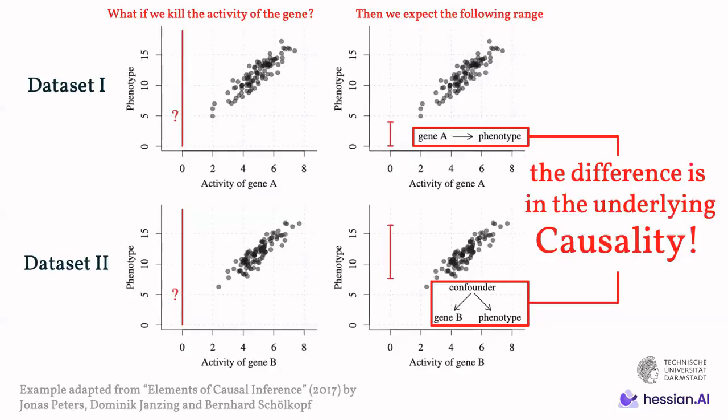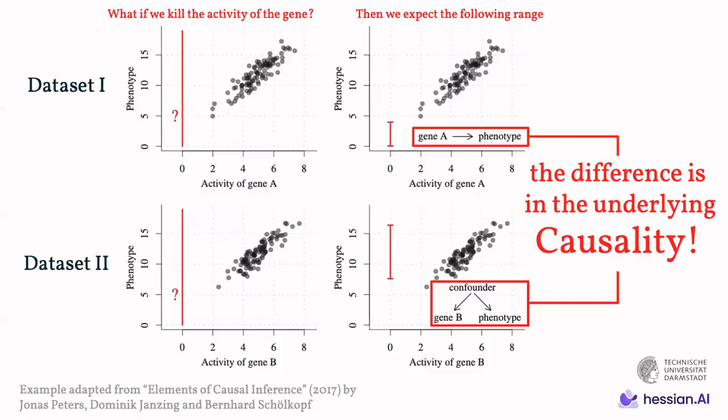If we were to kill the activity of the genes respectively, then the two data sets would reveal a difference, because in the first data set, gene A is actually a cause of the phenotype. So if you change the activity of gene A, the phenotype will react to it. And so our regular linear regression line would still work. You can just extend the line, and you would be in this kind of 0 to 4.5-ish range.